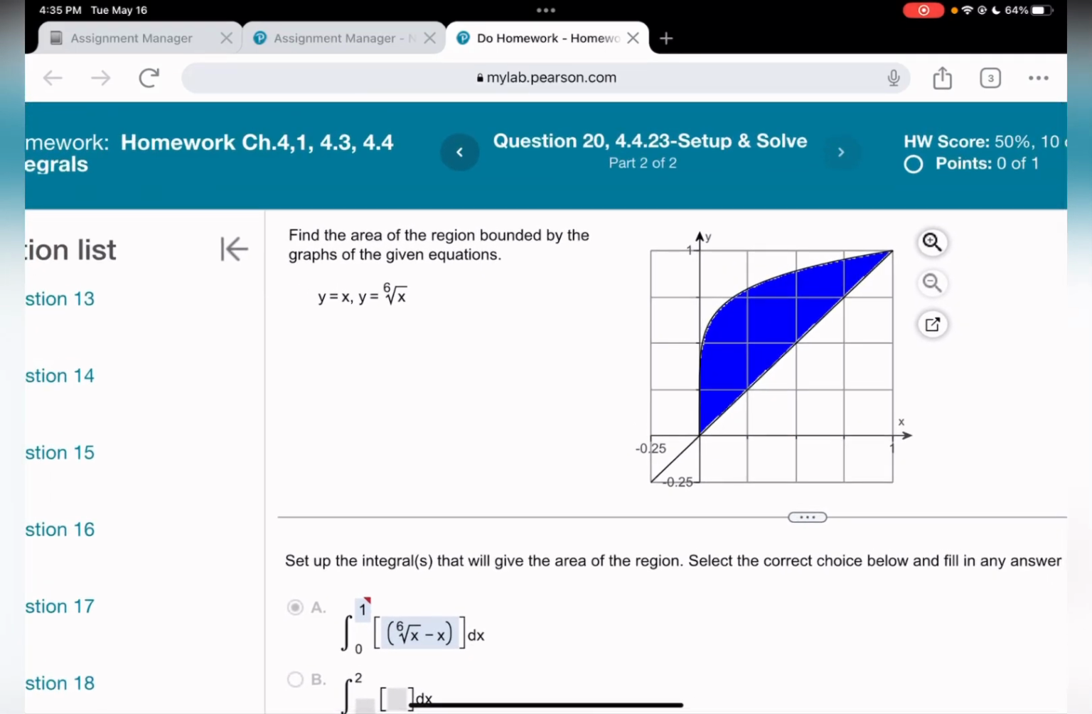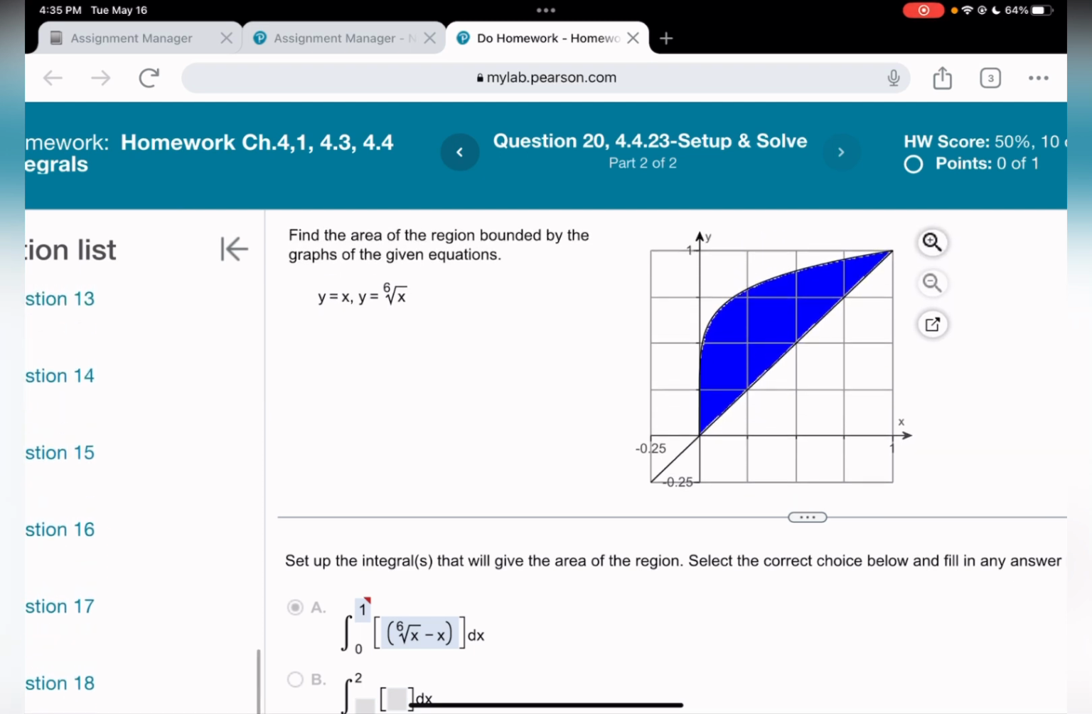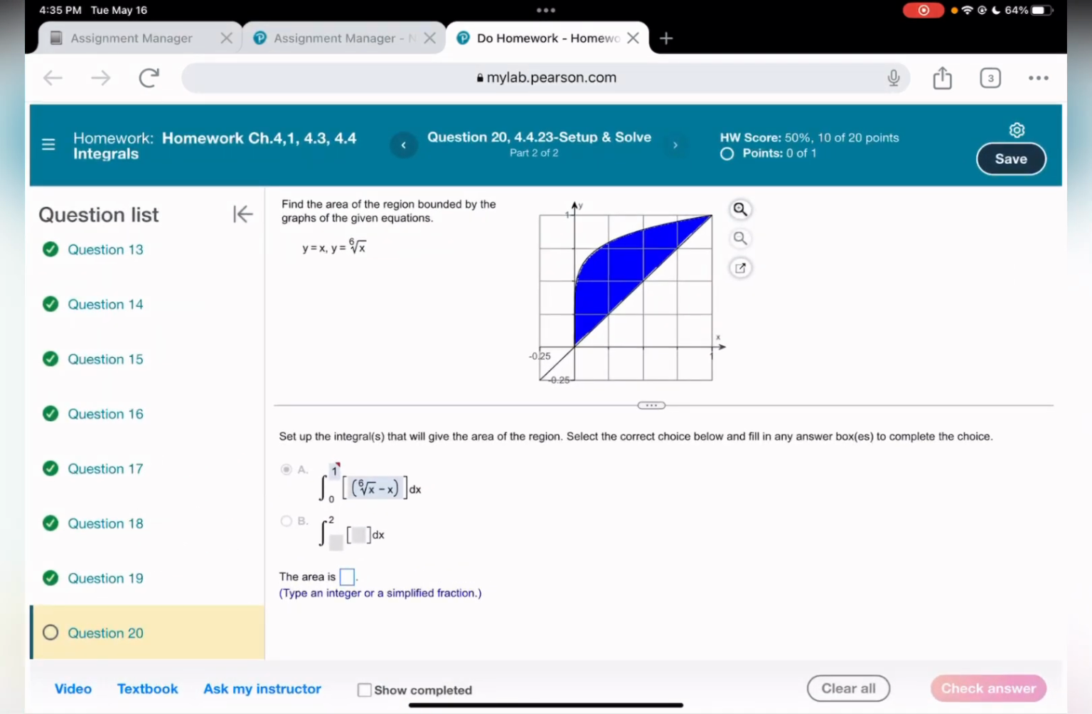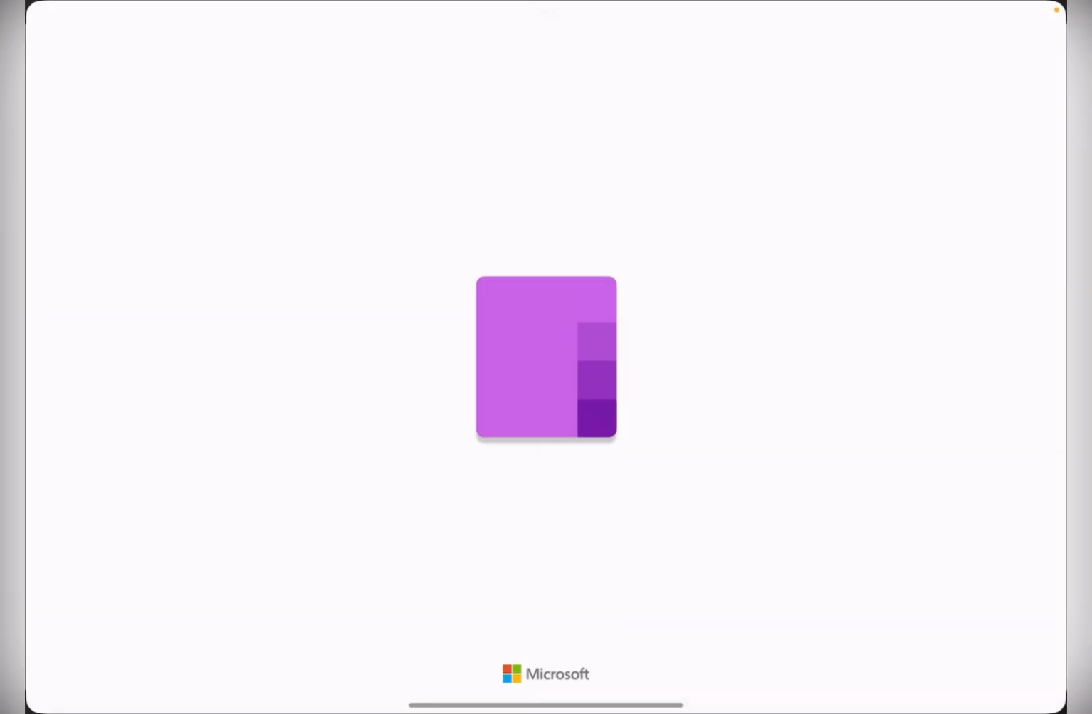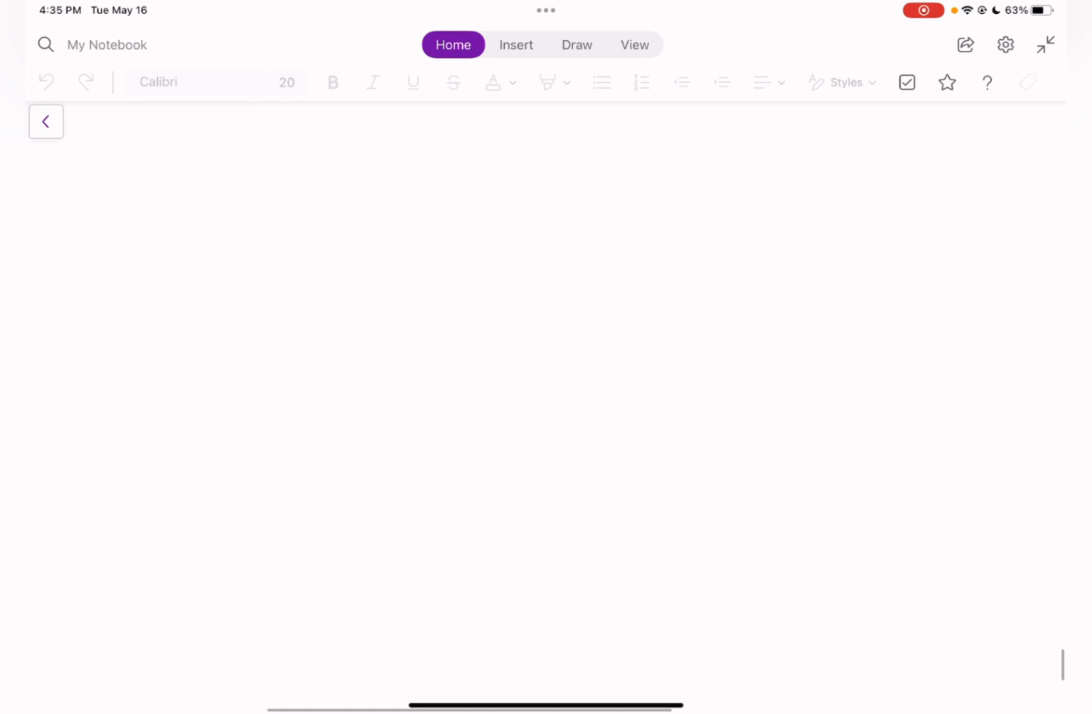Oh, this is question number 20. We solved number 19? Yeah, we did. And this is like that. Now we need to also solve the area, find the area, and we are done. So 0, 1, let me write down. Come on. Where is it?